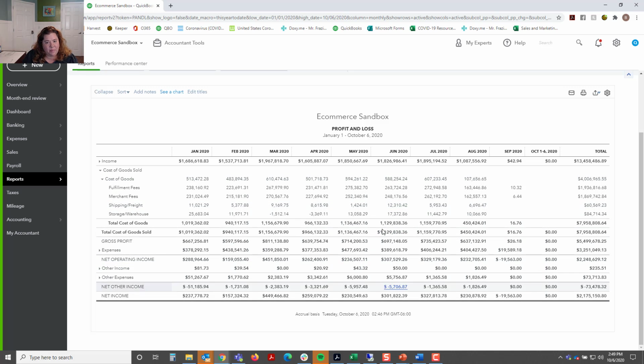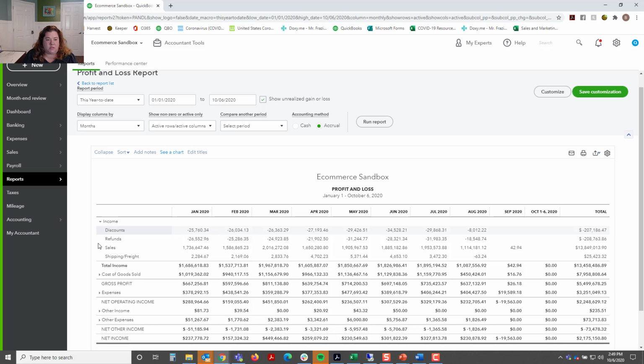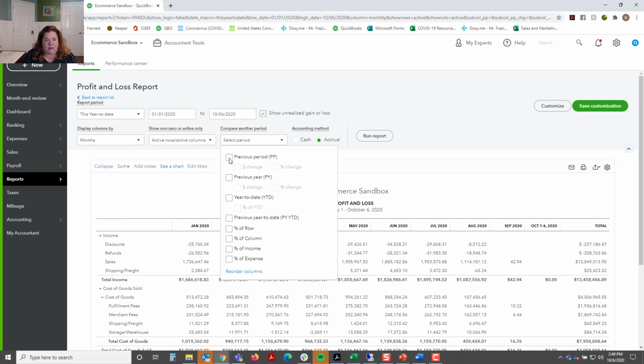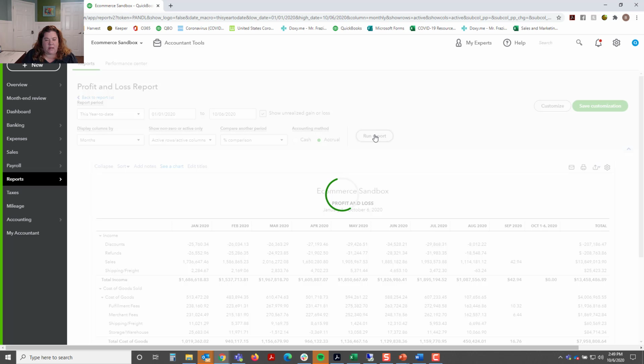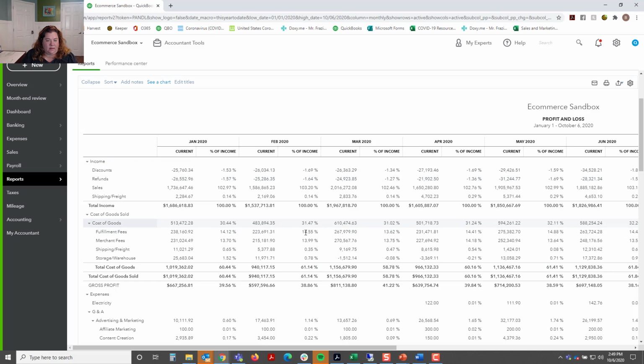So if I want to know what happened here, why I was so much less profitable, one of the things that you can do is right size all of the expenses by making them a percentage of income. So let me show you what that looks like really quick. I'm going to say, take this, make it a percentage of income, and run this report. So now what it's going to do is right size all the expenses by making them a percentage of the income in their month.